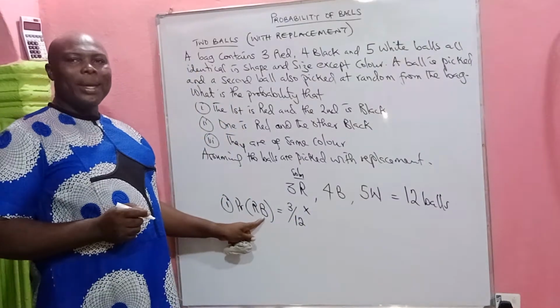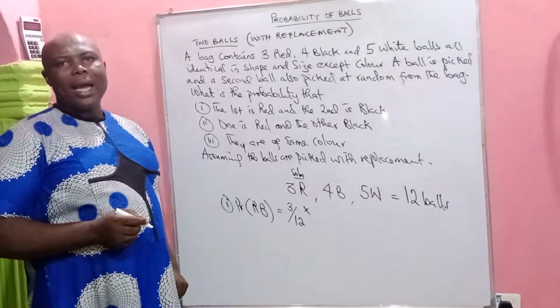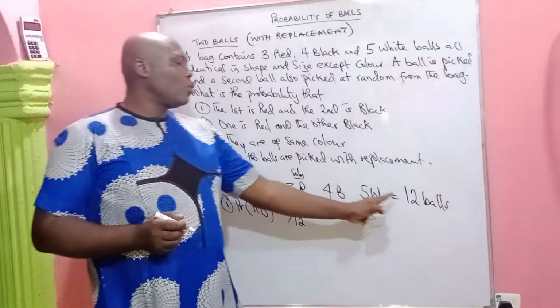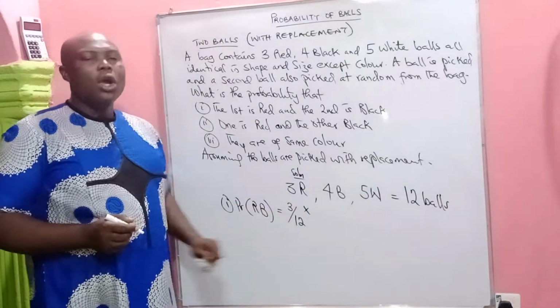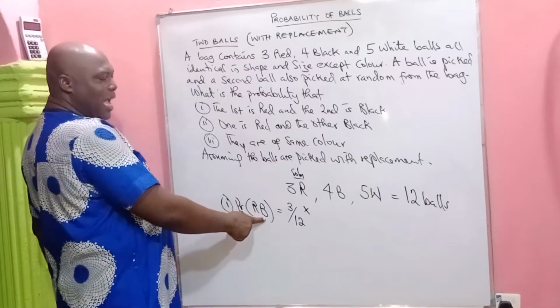Now the second being black, we replace back the red ball. All right, which means we still have 3 red balls intact, and we still have a total number of 12 balls intact by replacing after the first pick. Okay, so we want to pick the second one, and as we pick the second one, it is a black ball.